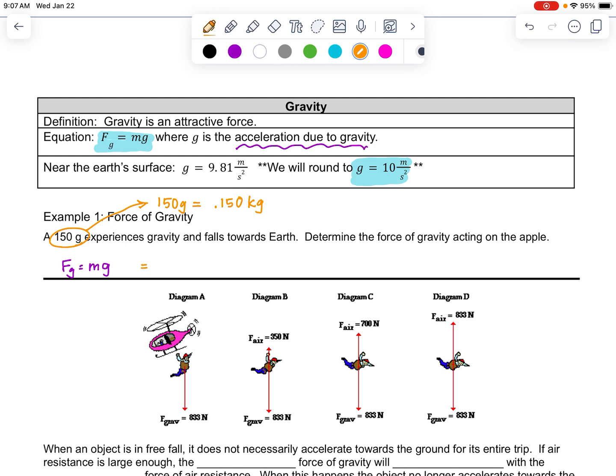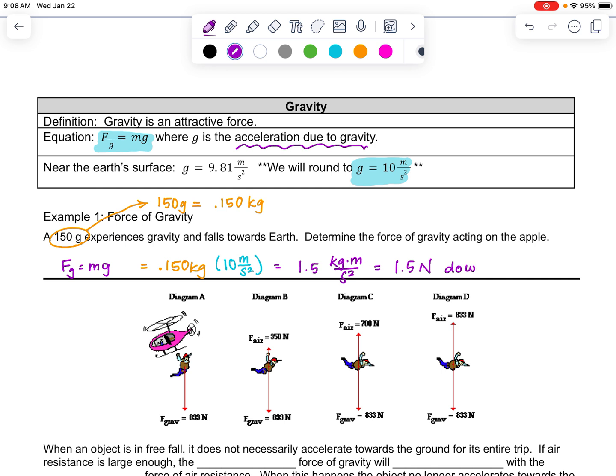So here we go. This is equal to 0.150 kilograms times our gravity, 10 meters per second squared. When I do this, I end up with 1.5. This is kilogram meters per second squared. It's also known as a Newton. So I can just write Newton.